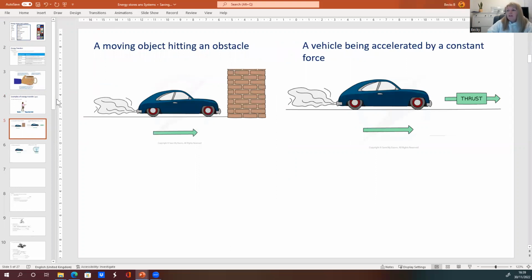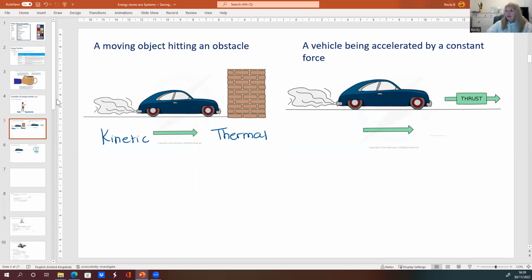We've got a moving object hitting an obstacle. So we've got movement, so we've got kinetic, and as we're colliding with that, we're probably going to produce quite a bit of thermal. We may produce some sound as well. So sometimes there's more than one energy transfer.